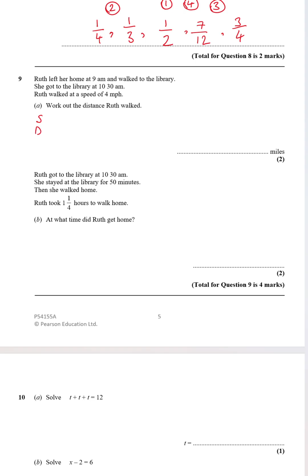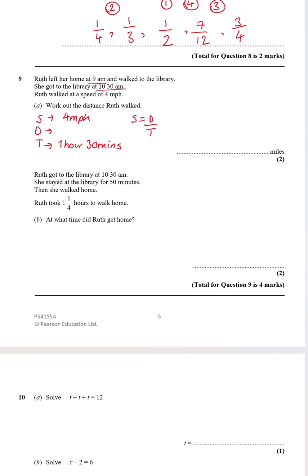So first of all, it's a speed distance time question. I'm going to start by writing out what I know and getting my formula ready. I know that she leaves her home at 9 a.m. and gets there at 10:30. Therefore, it takes her 1 hour, 30 minutes. And I know that she walks at a speed of 4 miles per hour.